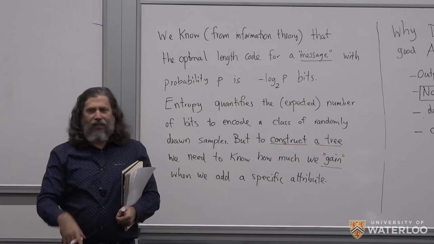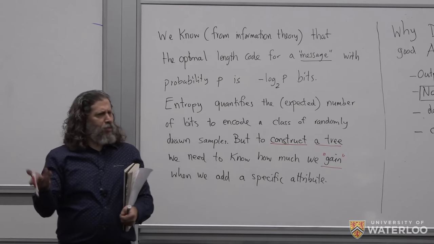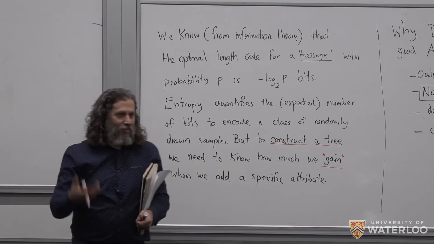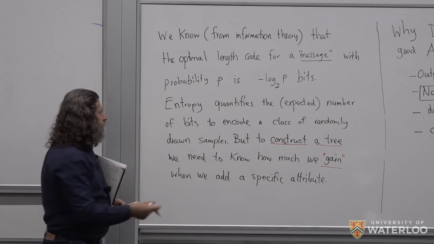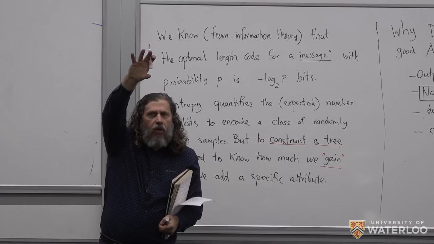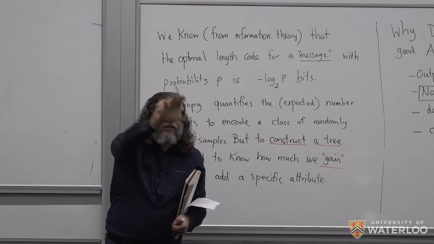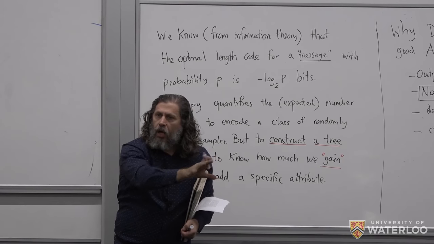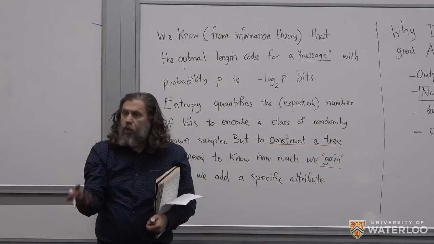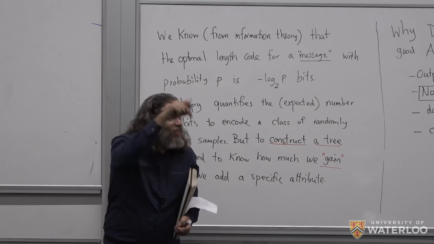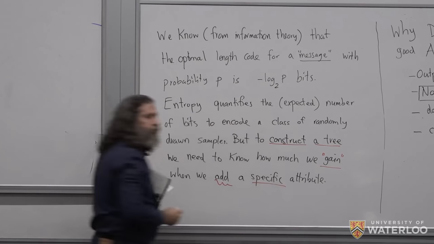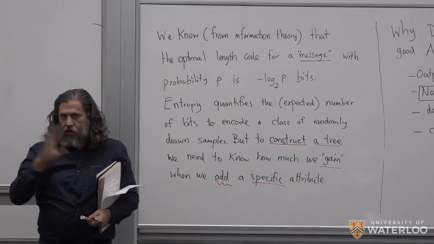So how much do I gain? I start with a skin color, and then I want to add the size of the animal. Is that beneficial? Would that make my classifier better? How much do I gain if I add a specific attribute? So you ask this question, then you train your mind to go after the first algorithm to automatically construct a decision tree. How do I measure the gain?